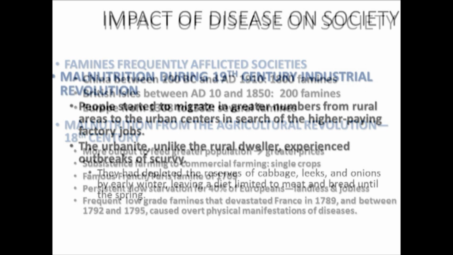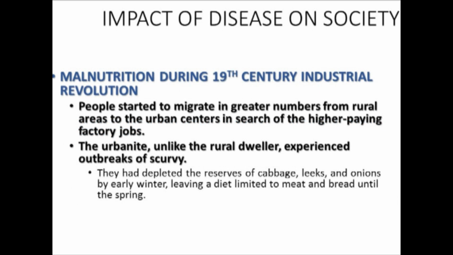By the 19th century, we see the Industrial Revolution kick in, and here we start to see people migrating in great numbers from rural areas where the impact of the agricultural revolution had been felt, and there were a lot of jobless workers, a lot of migrant farm workers that were looking for jobs, and they basically start to migrate towards the urban centers in search of the higher paying factory jobs.